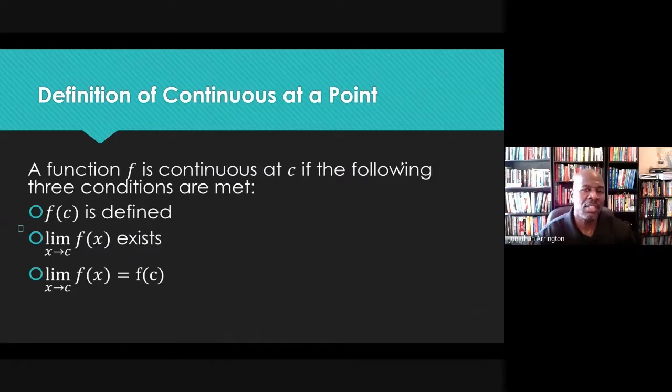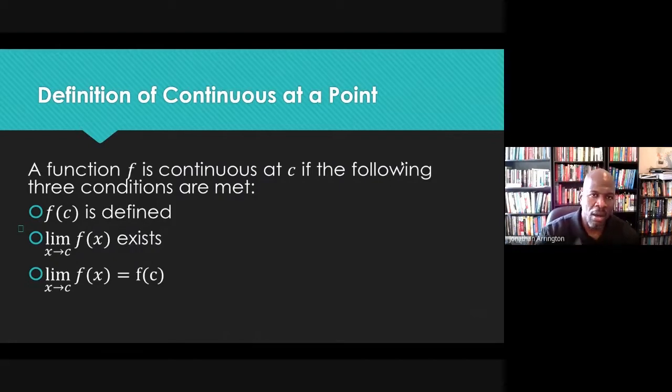First, f of c is defined. Second, the limit as x goes to c of f of x exists. And third, those two things should be equal. So f of c should equal the limit of f of x as x goes to c. So those are the three conditions to be continuous at a point.